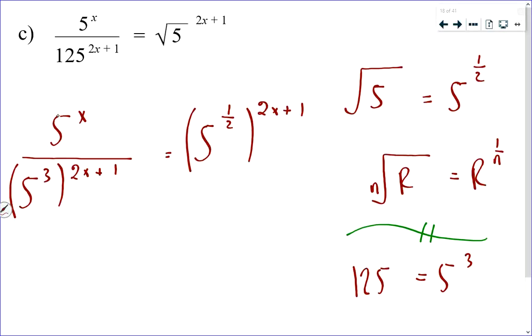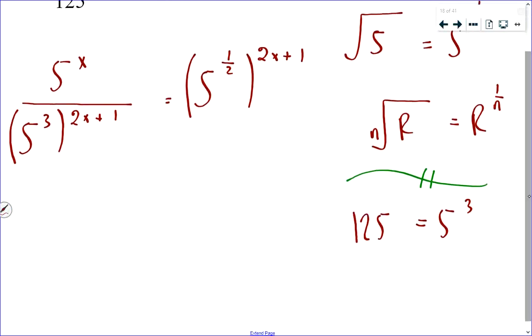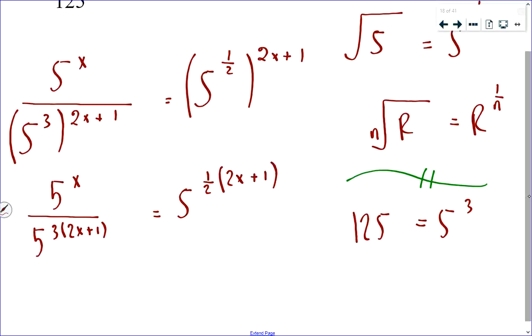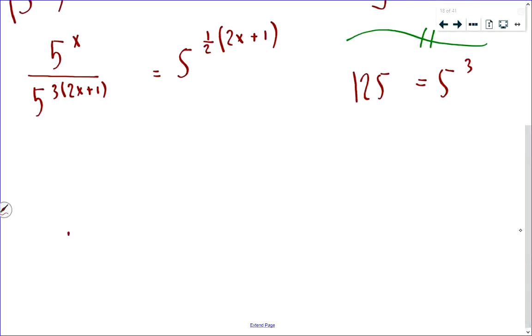And we don't want to start cleaning up too much at once. We want to apply the exponent laws a piece at a time. So on the bottom of the left side, we can write 5 to the 3 times 2x plus 1. And here we can write 5 to the 1/2 times 2x plus 1. Are we okay with that? Okay. We're not ready yet to ignore the bases and set the exponents equal to each other. We need to get it to be 5 raised to an exponent equals 5 raised to a different, apparently different exponent. Then we can put those exponents equal.